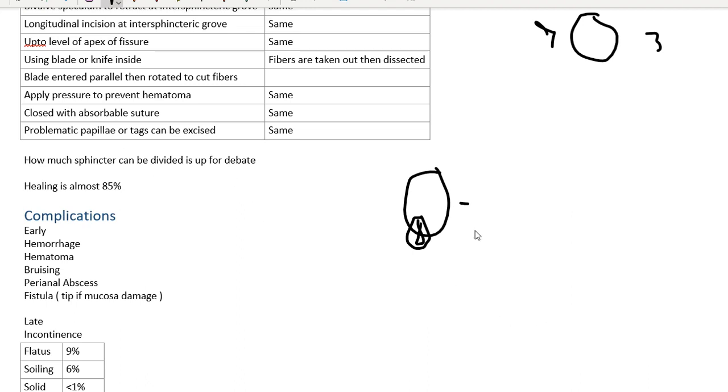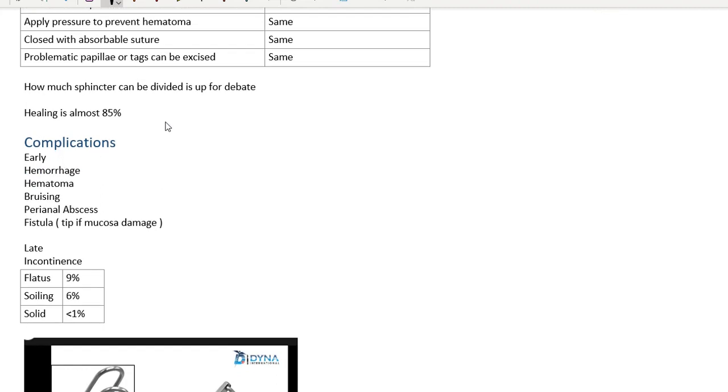Along with that, patients usually say, if you do not remove it, they will say you have not performed the surgery. So it's a common practice in Pakistan that we do remove papillae or tags, sentinel tags. How much sphincter should be divided according to Bailey? It's up to debate and based on patient factors such as postpartum status and everything.